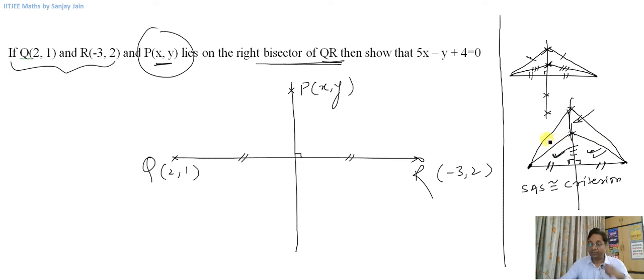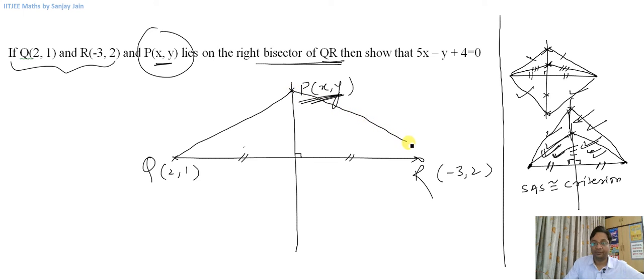Hence I can say the corresponding parts of the congruent triangles are equal. Hence this length will be equal to this length. Similarly this will be equal to this, and similarly this length here will be equal to this length. I hope you have understood that this point P is equidistant from Q and R. So I can say that PQ is equal to PR.